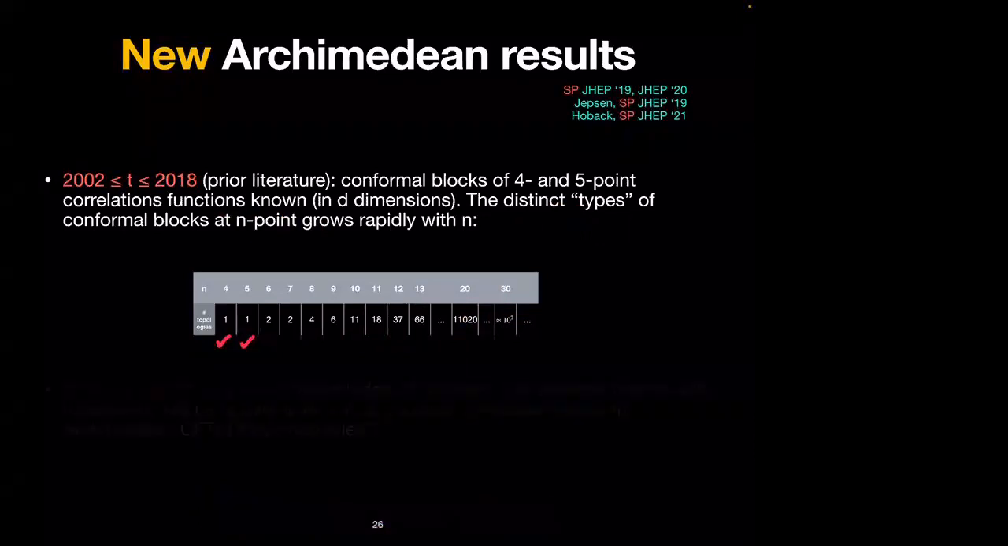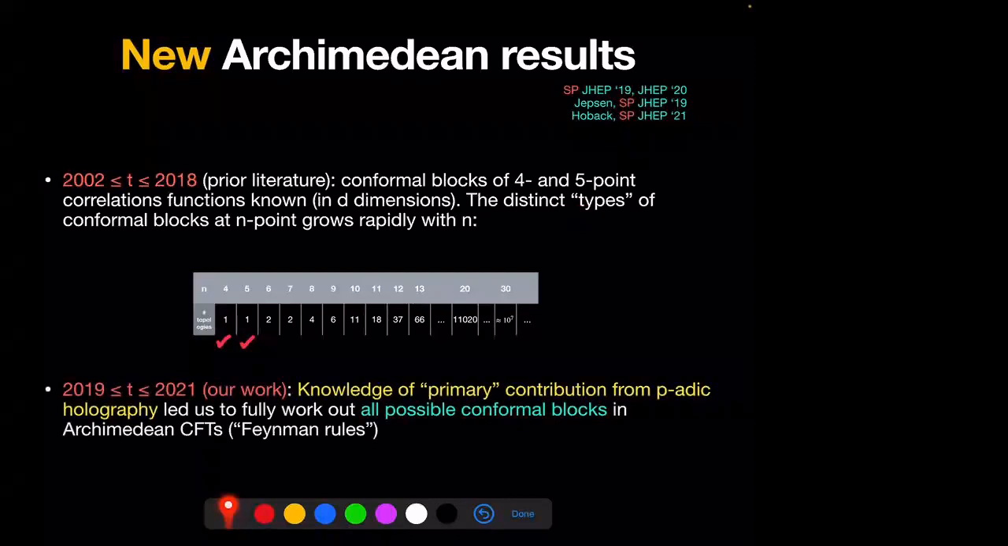And this is basically where we used, again, the knowledge of primary contribution from p-Adic holography and the propagator identities and other such inspiration to be able to work out all these cases in one go in terms of something like Feynman diagrams in QFT. So all of these were worked out in one go. So I think it's important to, again, stress that this was possible essentially because of the crucial input from p-Adic holography.